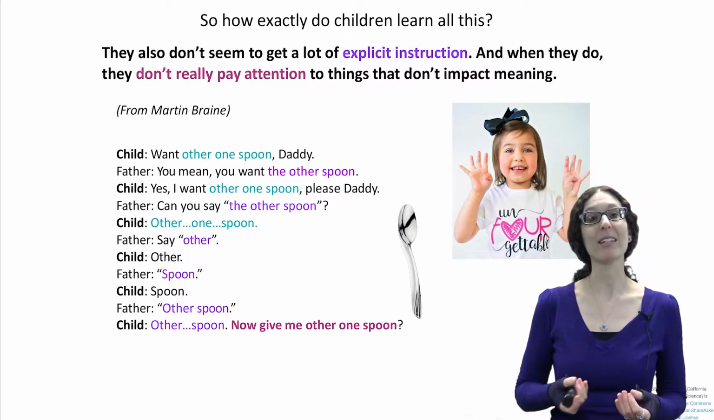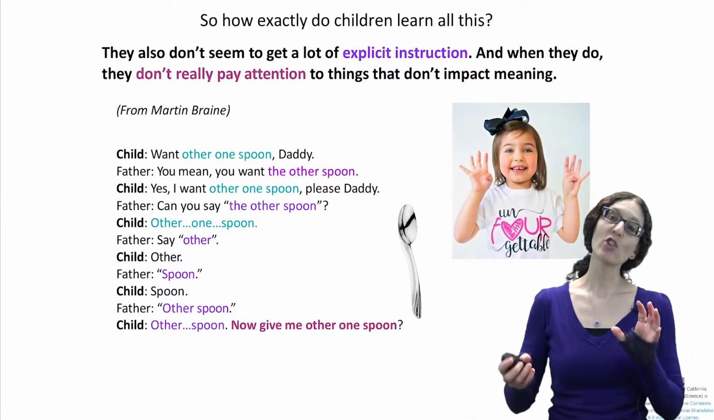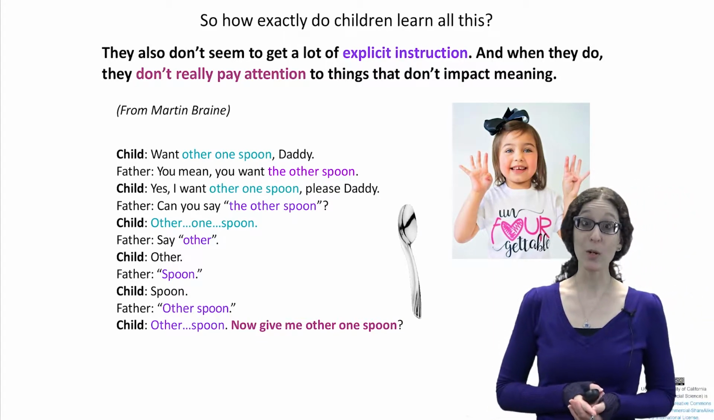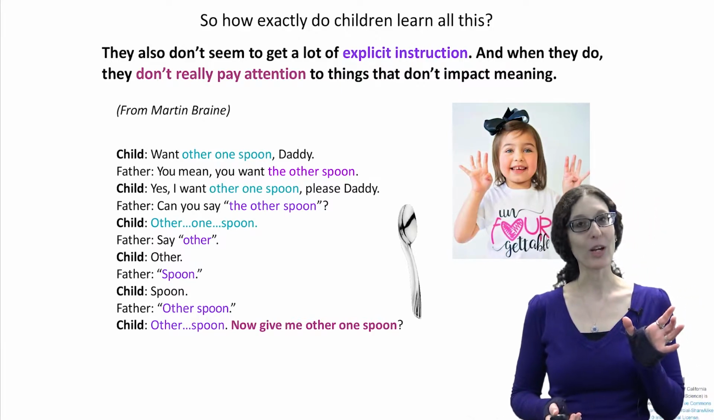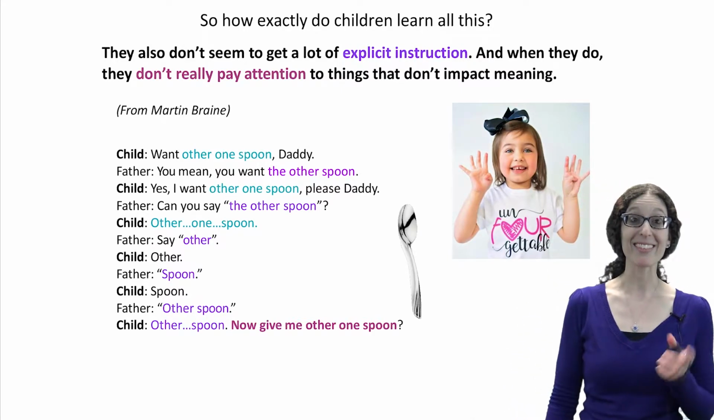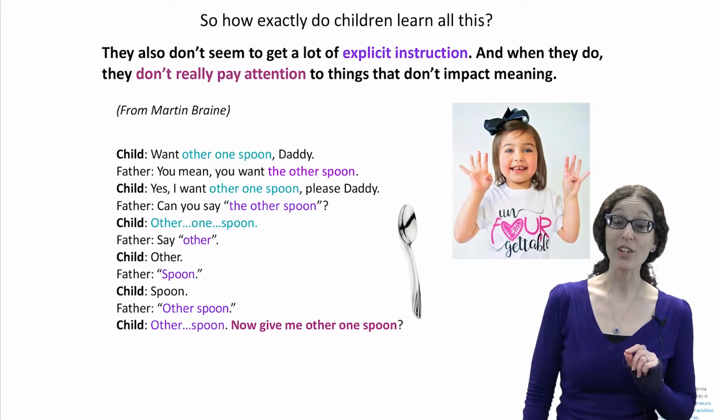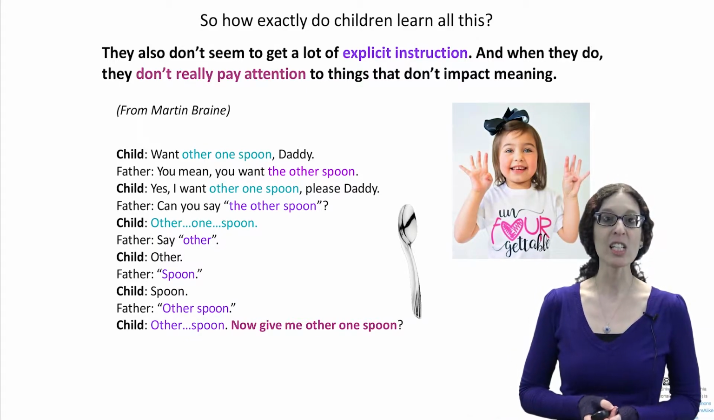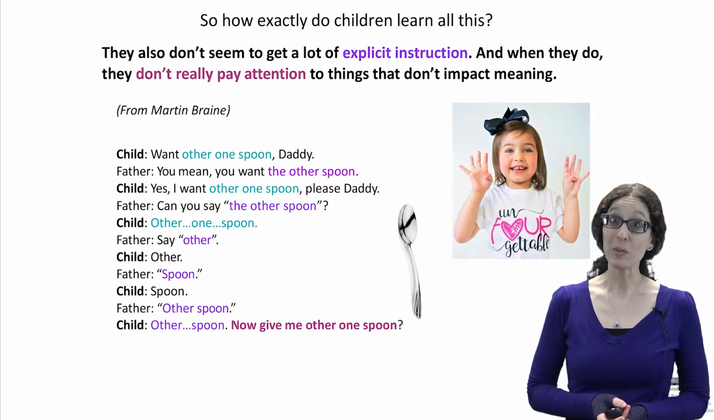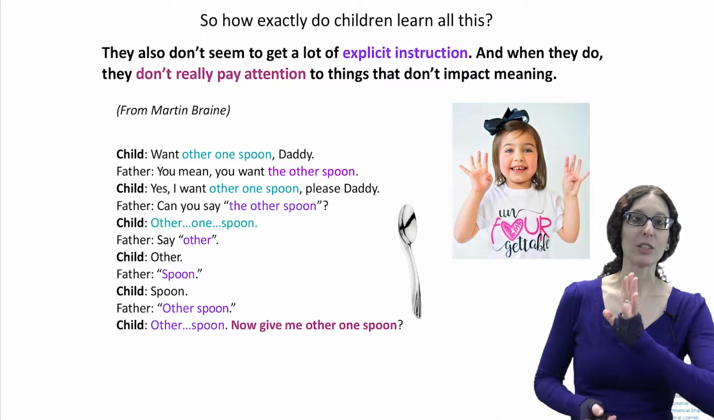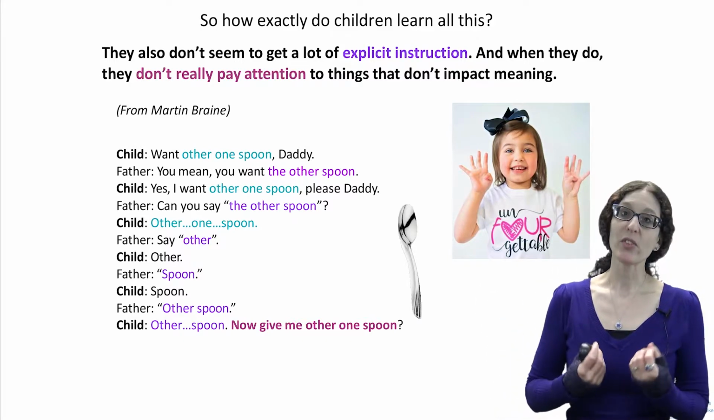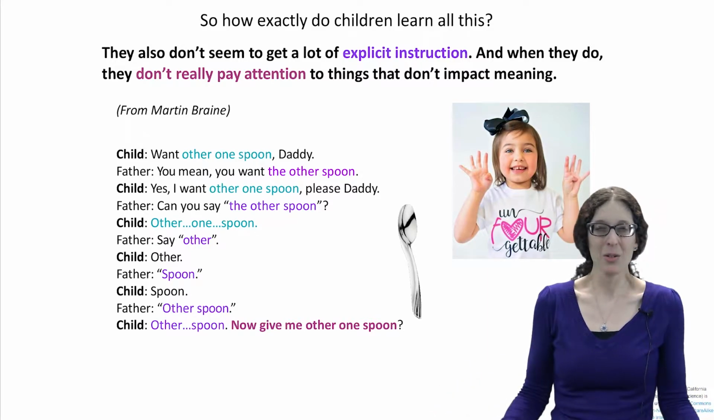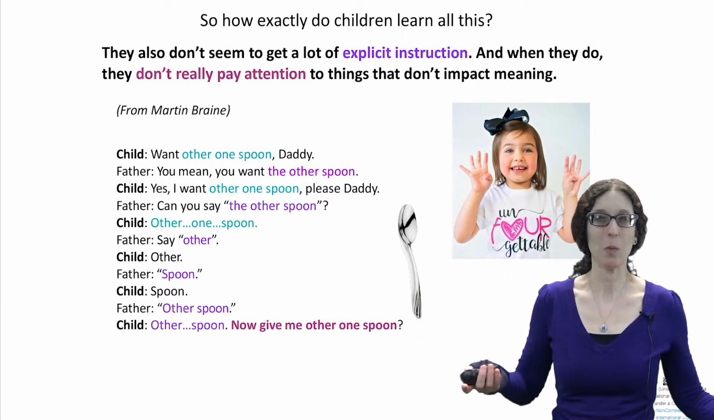So here's an example of this. This is an anecdote that I love from Martin Braine. This is a child having a conversation with her father about a spoon. So she says, "Want other one spoon, Daddy?" Right? Now, of course, we know that that's not the way you actually say that phrase. And her father realizes this too and says, you mean you want the other spoon, right? He has now explicitly corrected her form of what she's saying. And she is oblivious. "Yes, I want other one spoon, please, Daddy," right? And the father's like, no, let me help you here, my child. Can you say the other spoon? And she's just baffled by this. "Other one spoon." Like what?